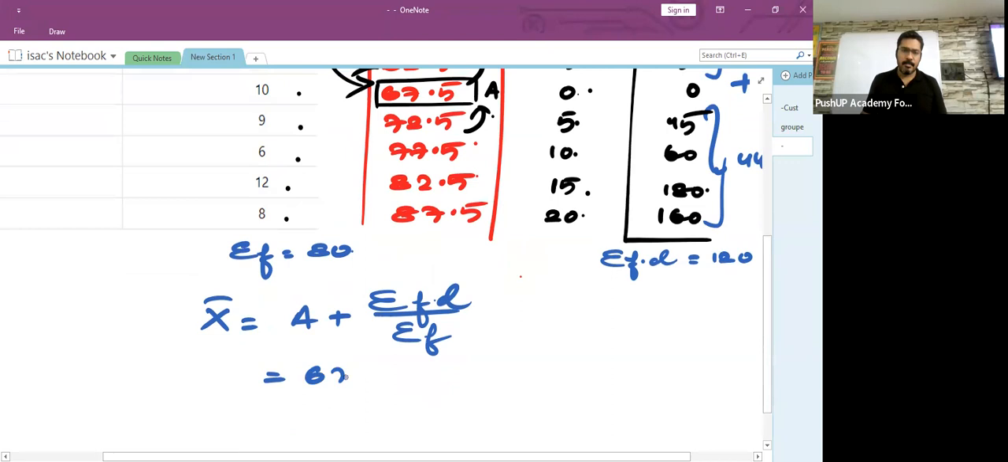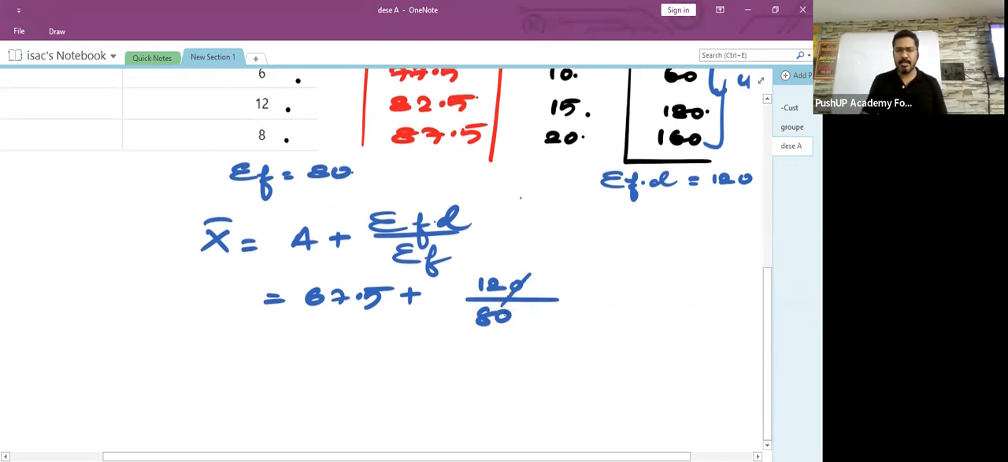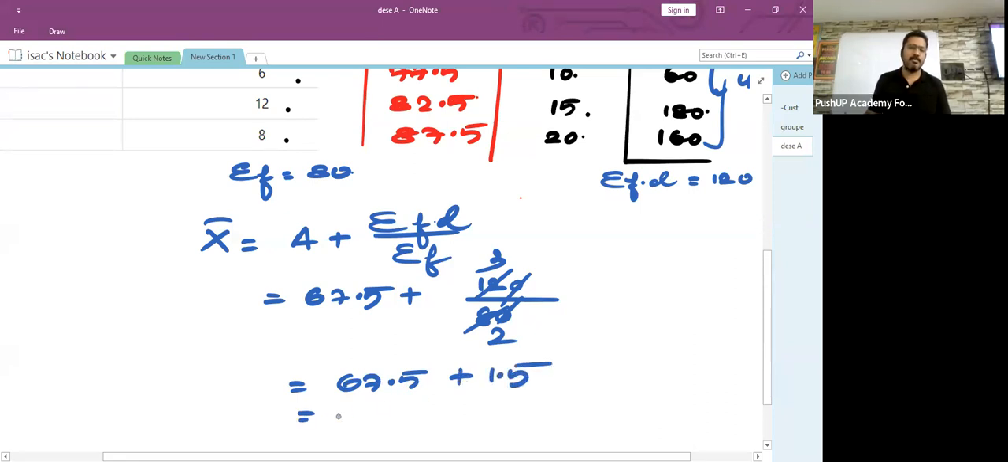67.5 plus sigma f into d is 120. Sigma f is 80. I think this is going to be an easy calculation. 0, 0 cancel, 4 3s are and 4 2s are. How much are you getting? 69, isn't it? 67.5 plus 1.5, which is equal to 69. This is your average. Easy for all?